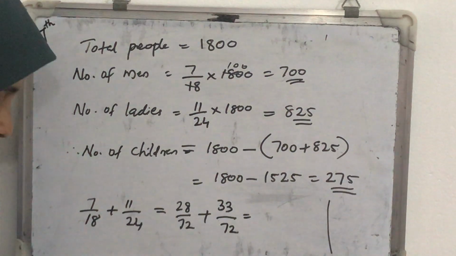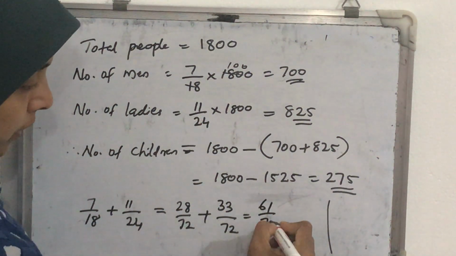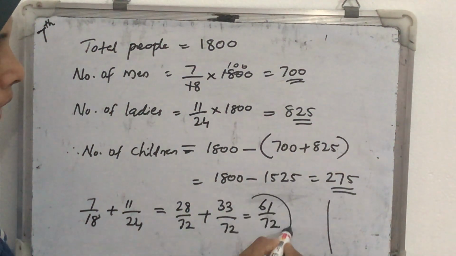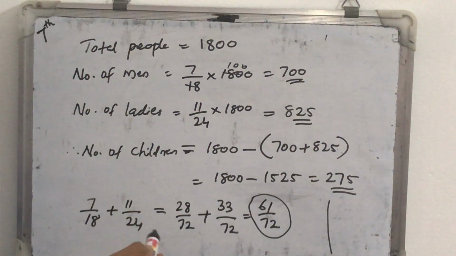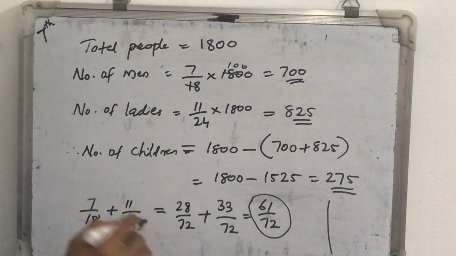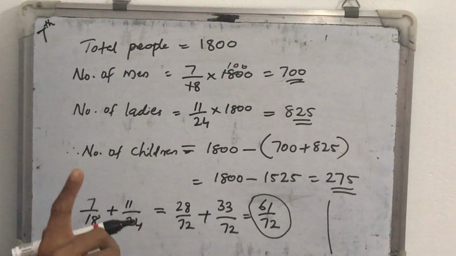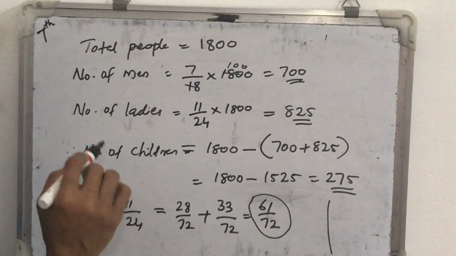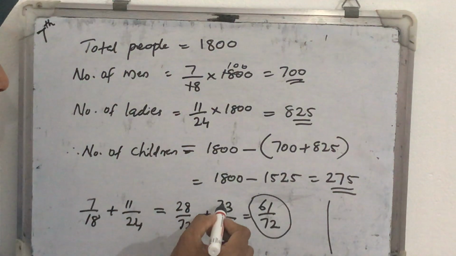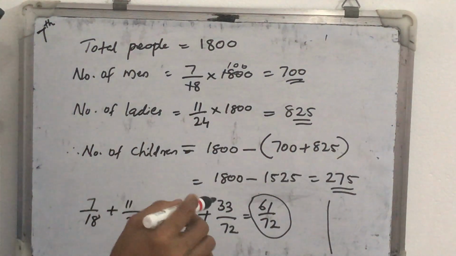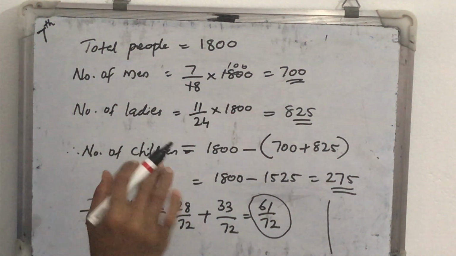So how much will we get? 61 by 72. Now this is the sum of the fractions of men and ladies. But what we want to find out is the fraction of children. From this, how will we get the fraction of children? Now, if this is the total, how can we represent it? The numerator will also be 72. The whole part we represent as 1. So the total is 28 by 72 plus 33 by 72 plus the fraction of children, which gives 72 by 72.